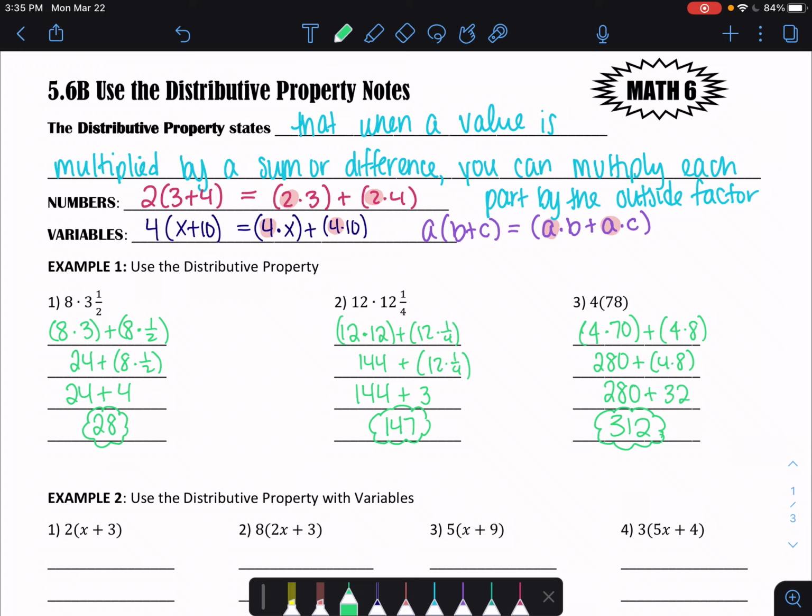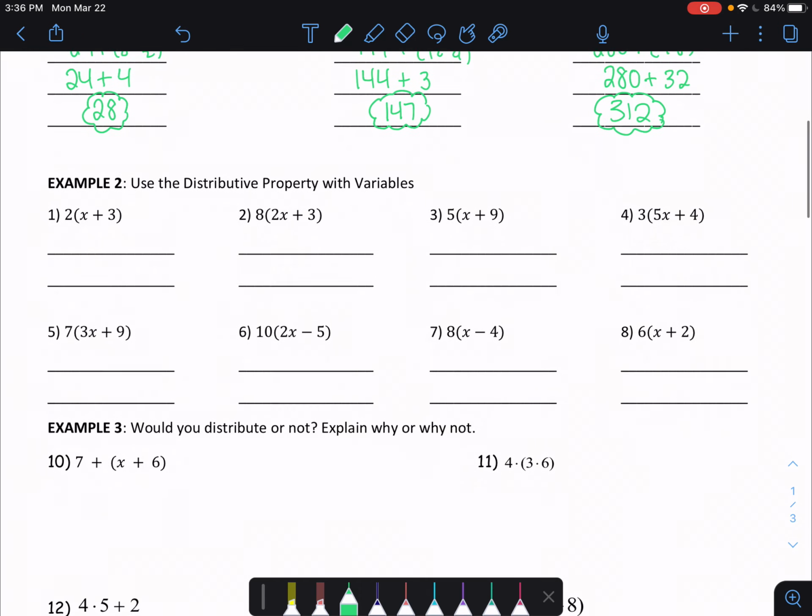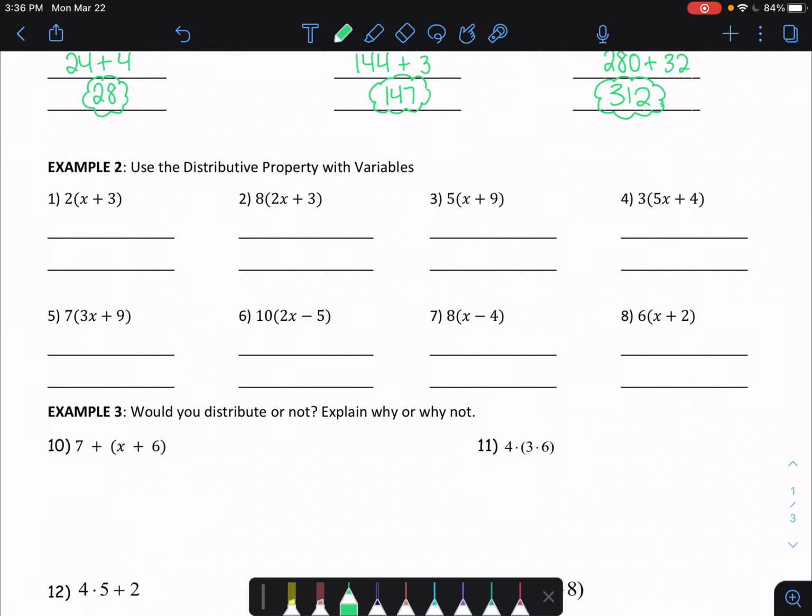Okay, so that's how we use the distributive property with numbers. So now I'm going to show the same type of example but I'm going to use expressions that have variables in them instead. So that's going to be example 2. For example 2, I'm going to show that I'm multiplying 2 times x plus 2 times 3. So I'm showing each part.